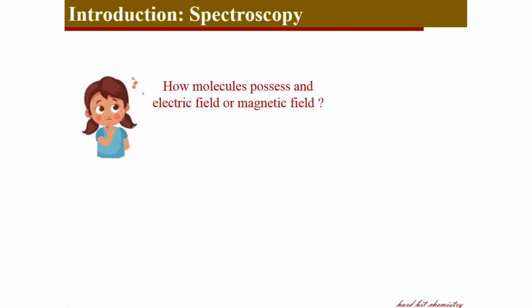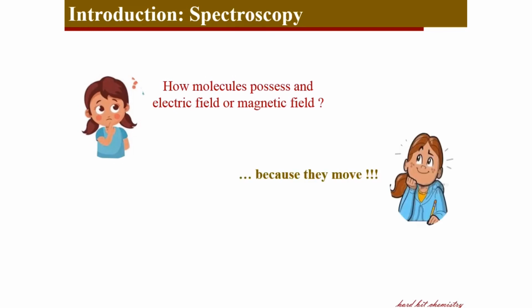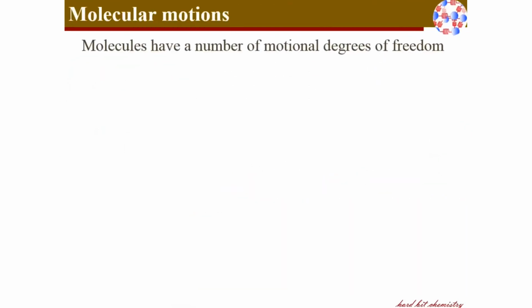And now the question is, how do these molecules possess electric or magnetic fields? Because molecules are mostly not charged, but how can they have electric and magnetic fields? Simply because they move. The molecules undergo different kinds of motion. They have a lot of motional degrees of freedom.